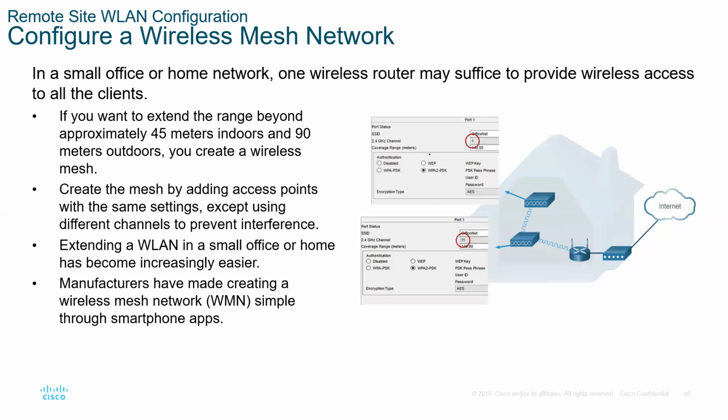Configuring a wireless mesh network. In a small office or a home network, one wireless router may suffice to provide wireless access to all clients. If you want to extend the range beyond approximately 45 meters, you create a wireless mesh. Create the mesh by adding access points.